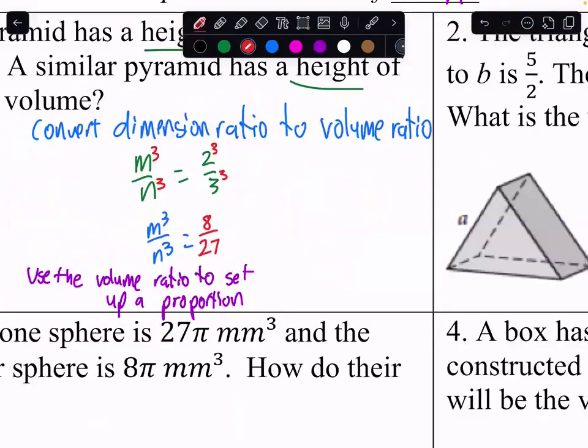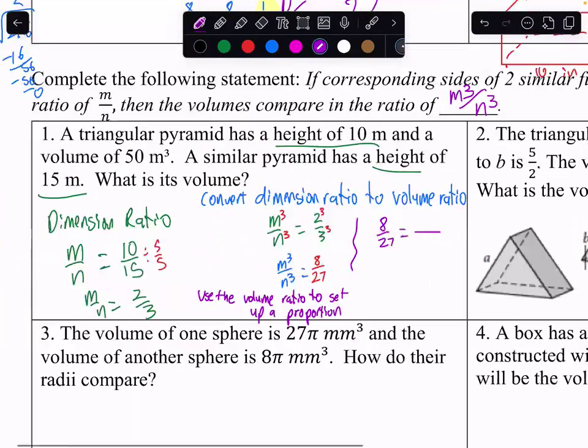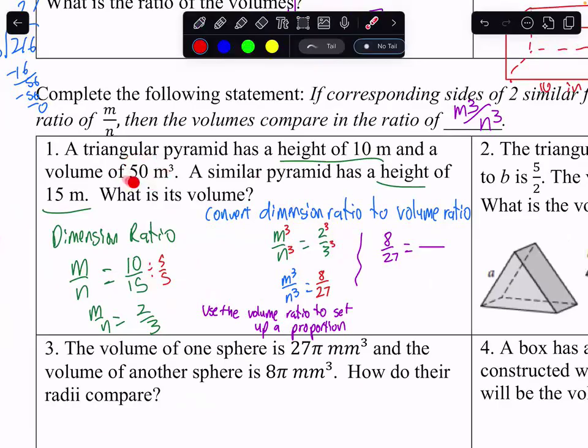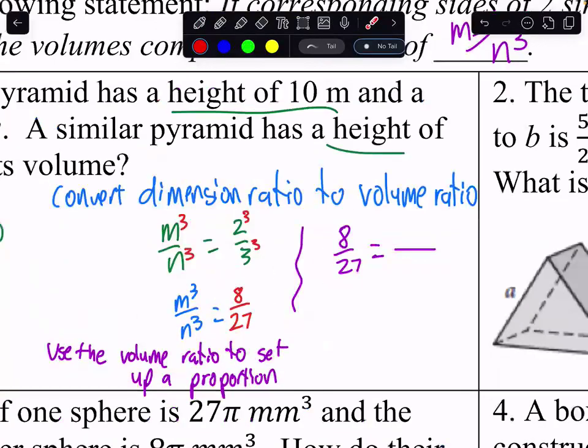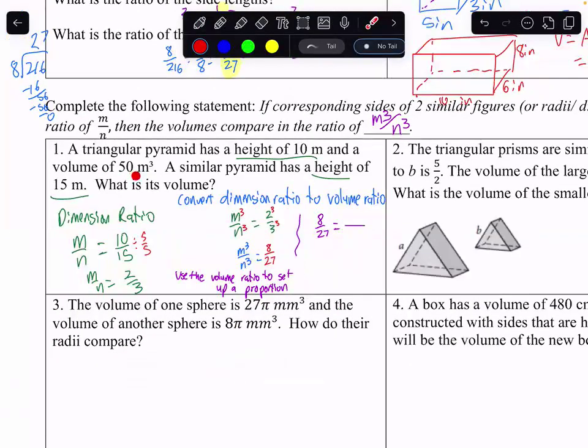Okay, so I'm going to continue over here. Okay, so take that ratio you just found, 8 to 27, and set it equal to a blank fraction. Right, a proportion means you're setting two ratios equal, and in this case, two fractions equal. Okay, so what do we fill in the other fraction with? Well, there's a number we haven't used yet. We haven't used the 50 yet. Okay, so now that we have a volume ratio, we can bring in the volume that they told us.